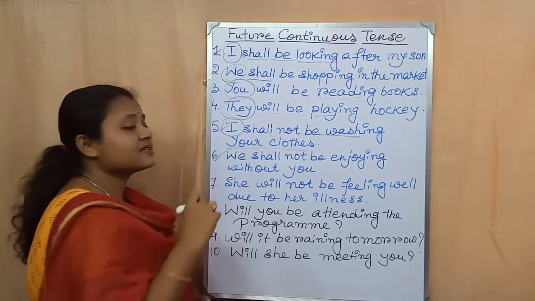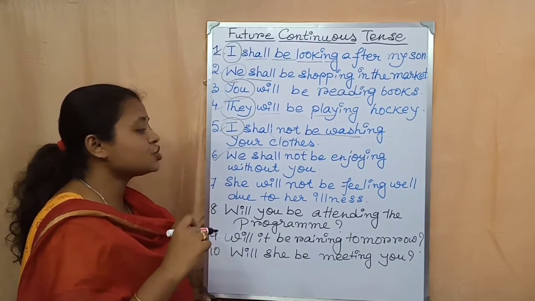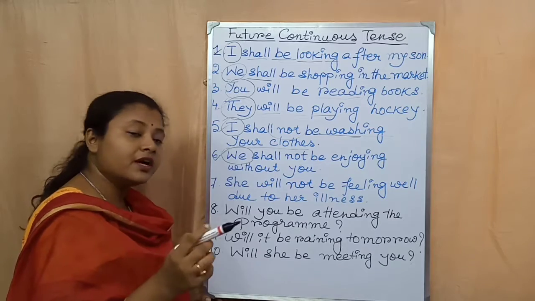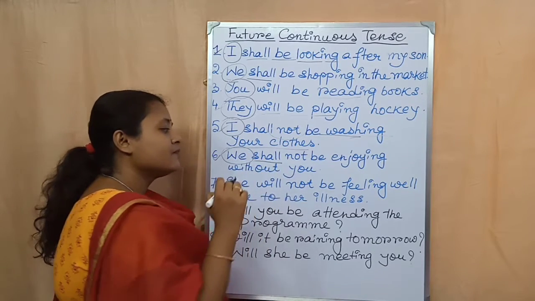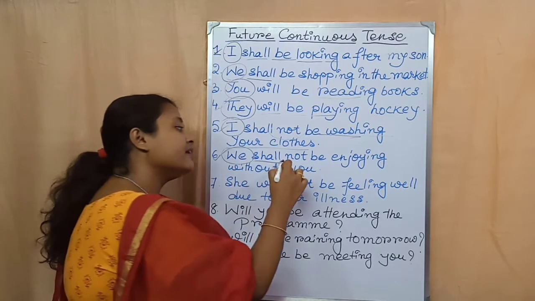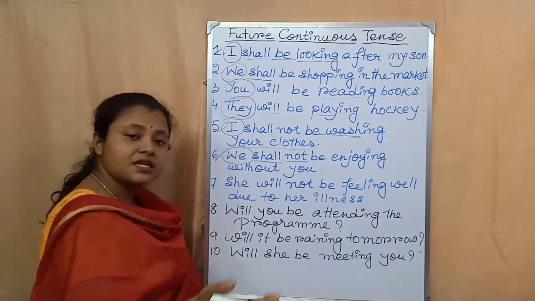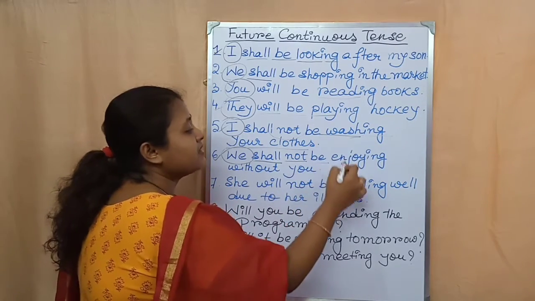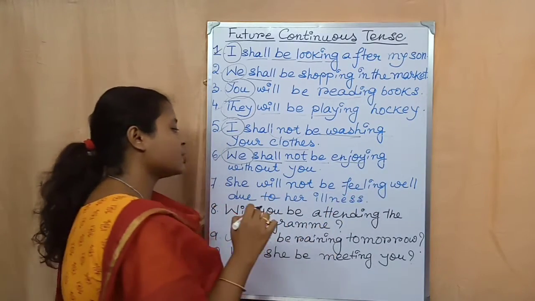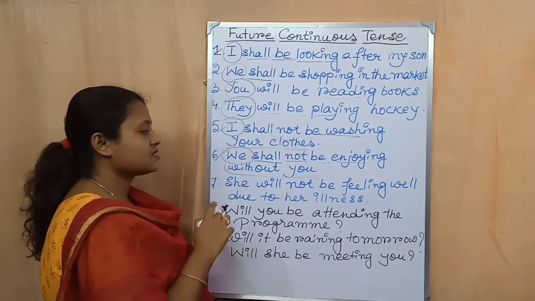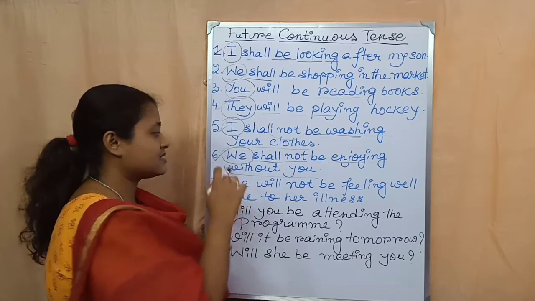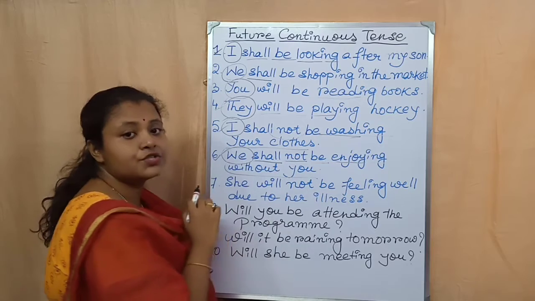Now come to the sixth example. We shall not be enjoying without you. We, it is the first person, plural number. So after that I have written the future tense. The auxiliary verb that I have used here is shall. Then not, because it is negative sentence. Then be. Then the present form of the main verb enjoy. Then ing, enjoying. Then the rest of the sentence. So this is the example of future continuous tense in negative sentence. We shall not be enjoying without you.